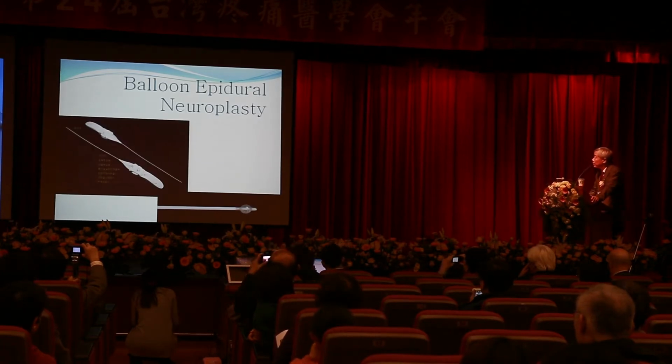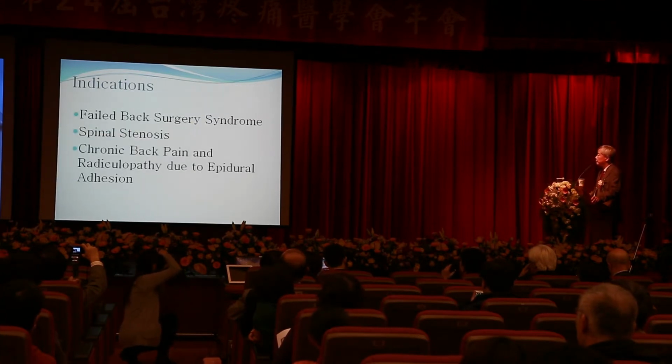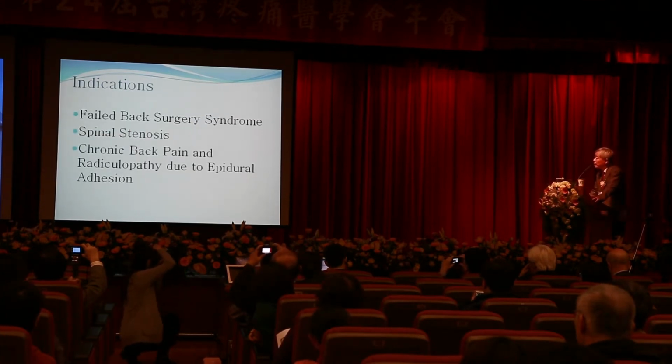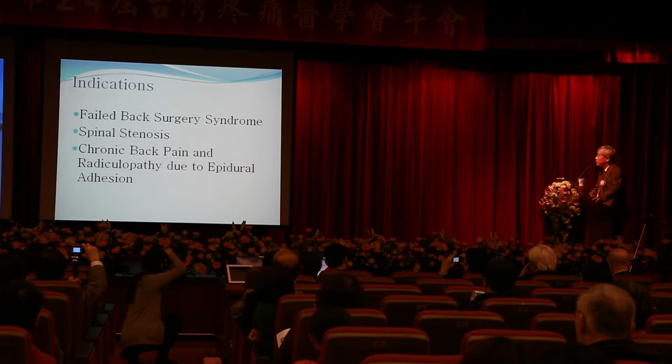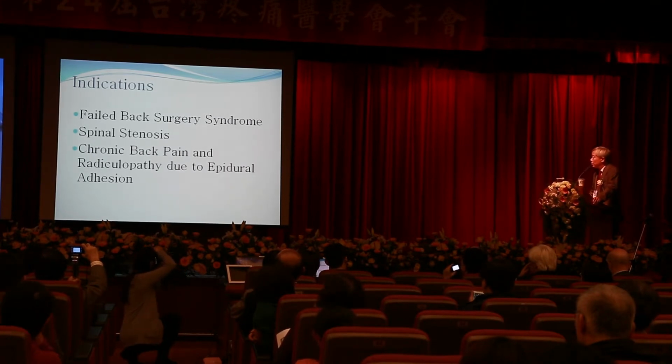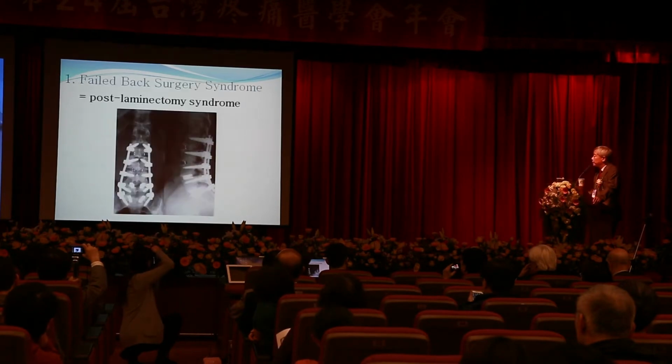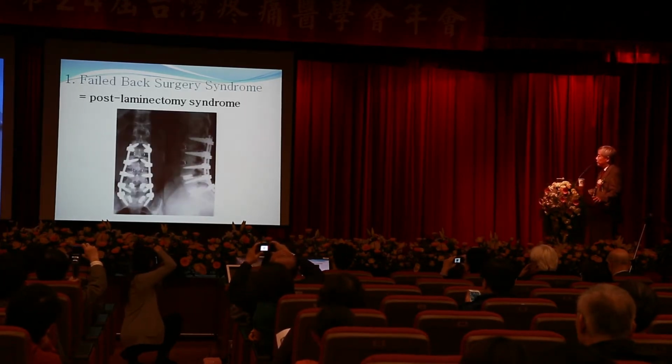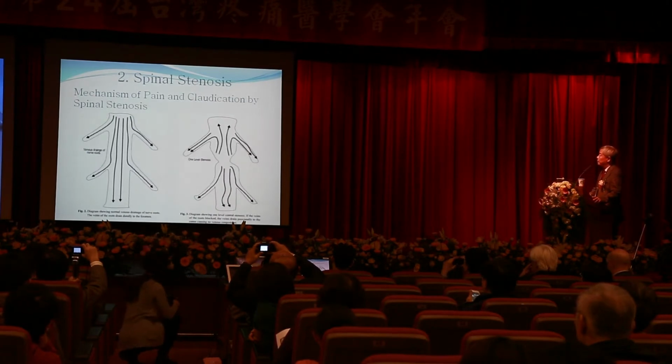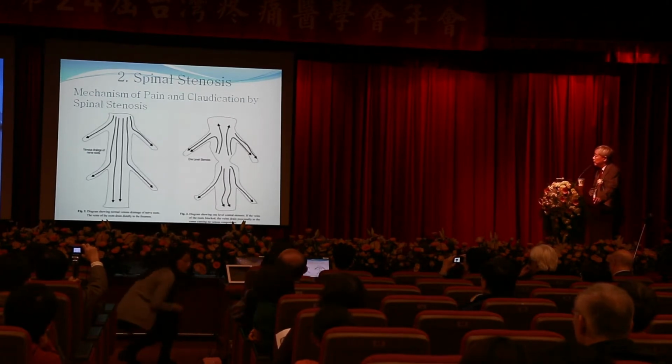Second topic is the epidural neuroplasty. The indications for this procedure include failed back syndrome, spinal stenosis, and spinal pain with radiculopathy due to epidural adhesion. So this is one indication, failed back syndrome, and here you see is spinal stenosis.